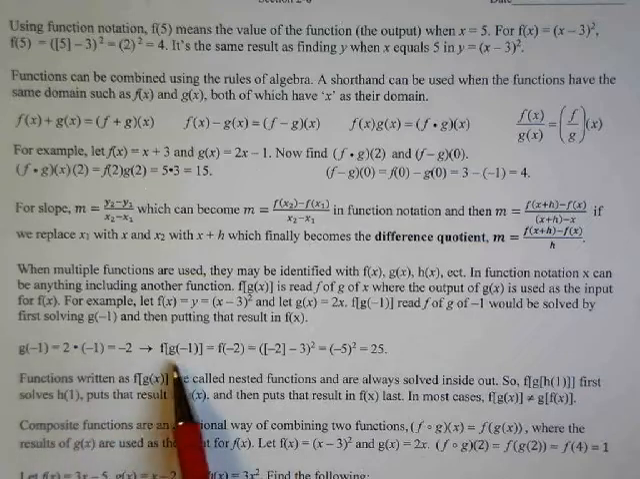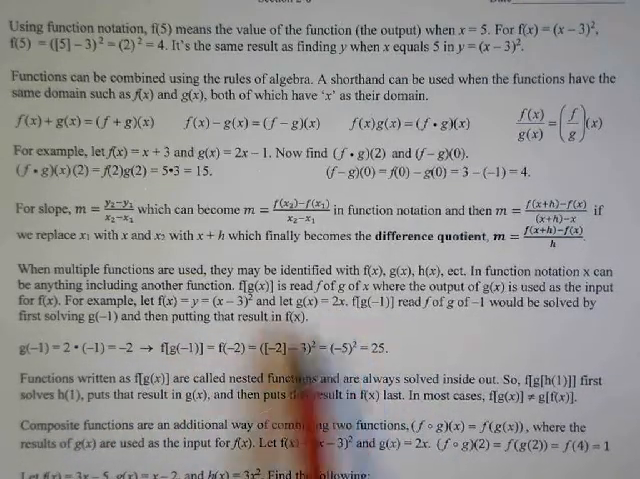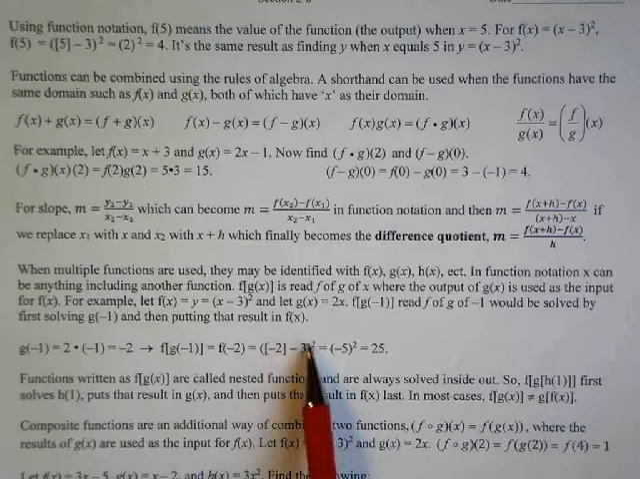And so, again, 2 times negative 1 gave me negative 2, f of negative 2. I put that into the other equation. Negative 2 subtract 3, negative 5. Negative 5 squared, of course, is 25.